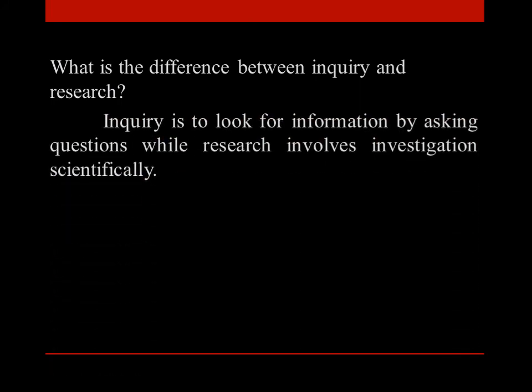To sum up our topic for today, what is the difference between inquiry and research? Inquiry is to look for information by asking questions, while research involves investigation scientifically. When we talk about scientifically, it involves proceeding systematically from simplest form to complex form.